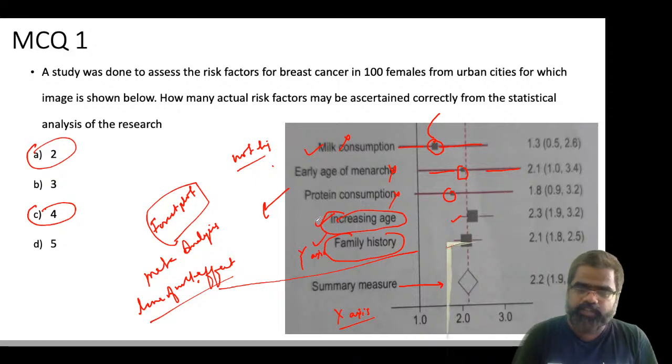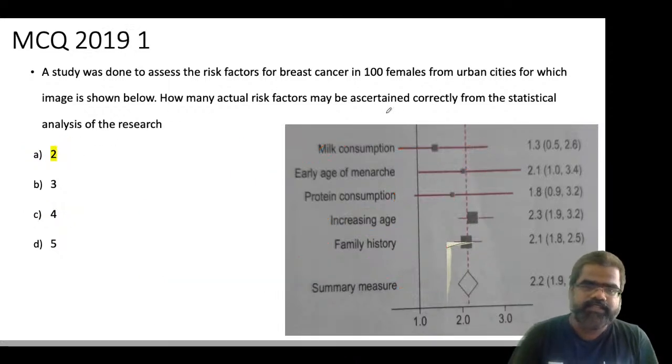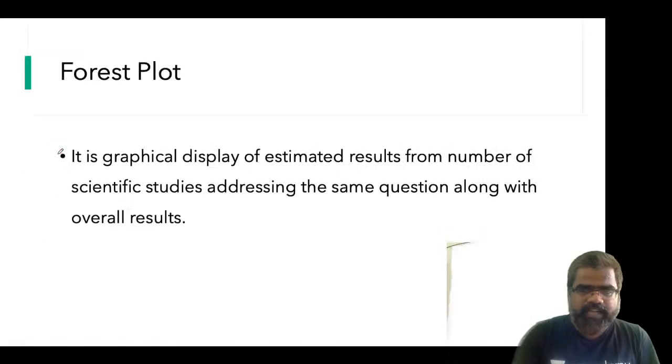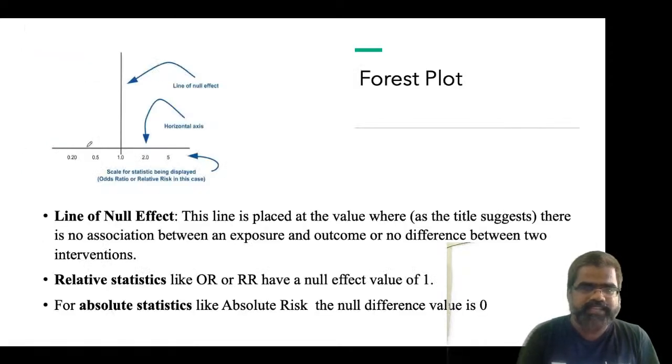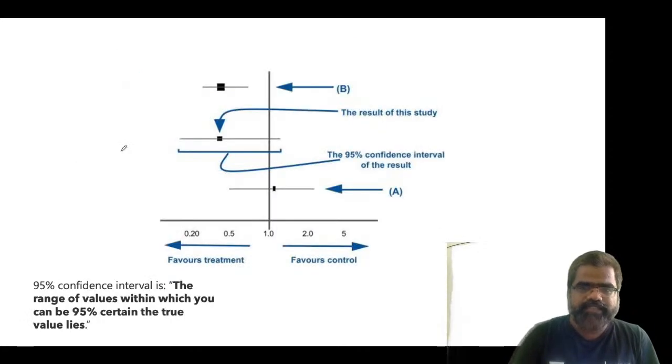So based on the simple thing I said, you can make it out: increasing age and family history is the answer. How many actual risk factors may be ascertained? The answer is 2. Okay, so it becomes very easy. What has to be remembered, students? You have a horizontal axis where you plot the relative or absolute statistics, and you have a line of null effect. These two lines. Then these are individual studies.